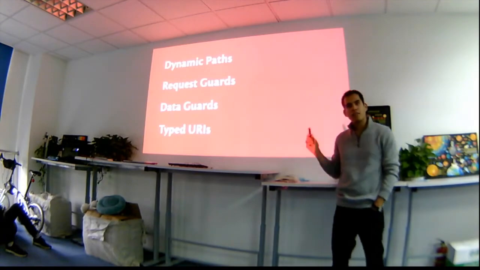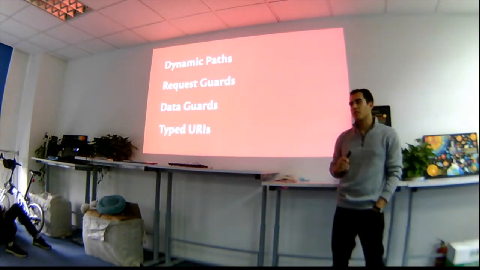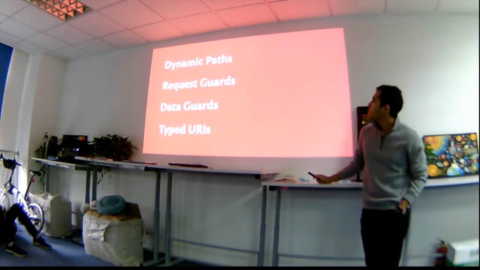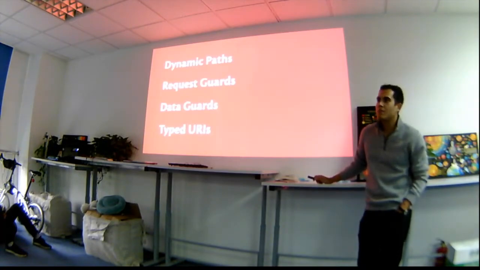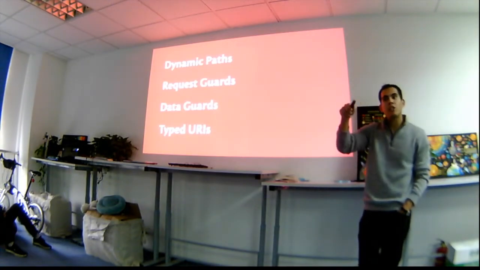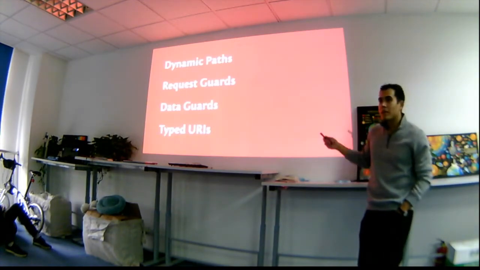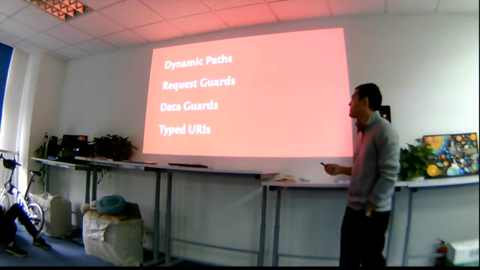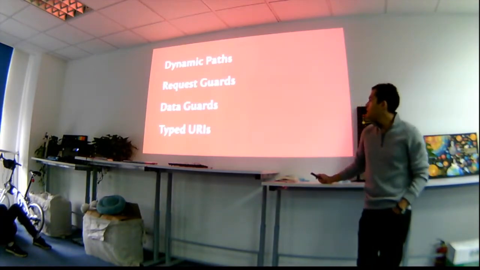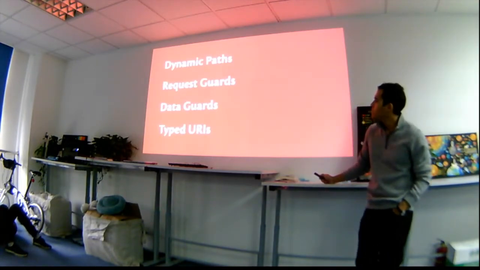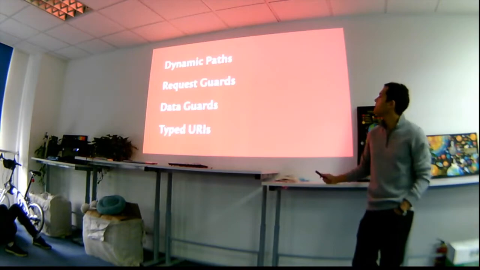These are the 4 things that I want to talk about for the rest of the talk. I want to talk about dynamic paths. These are what we saw in the beginning, that /ID/ thing. That's a dynamic path. I want to talk about request guards, and that'll finally answer the question that was asked 20 minutes ago. And then data guards, which are another concept, and then type URIs, which are yet another concept.